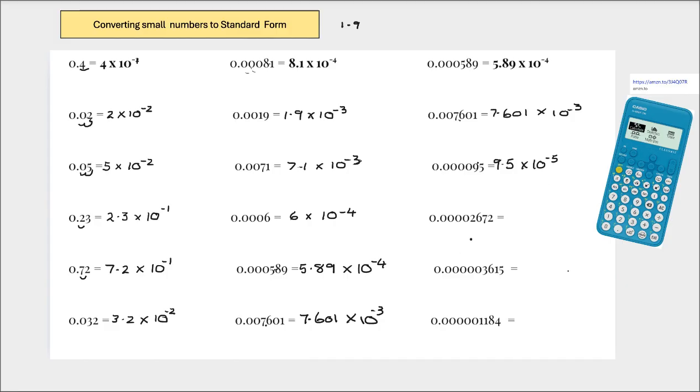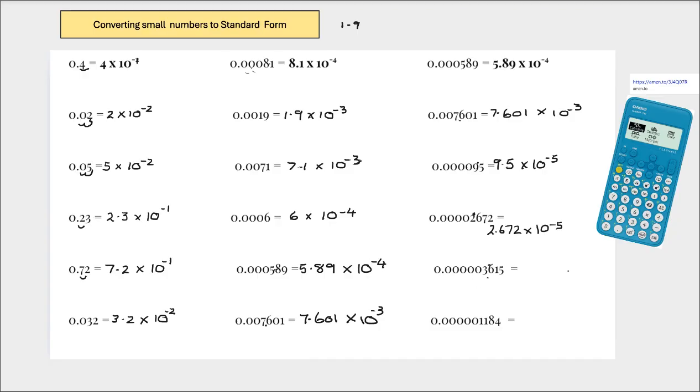Next one. So what we got here, 2,672. So it falls there between 2 and 6. So it's going to be 2.672 times 10 to the power of 1, 2, 3, 4, 5. It's -5.